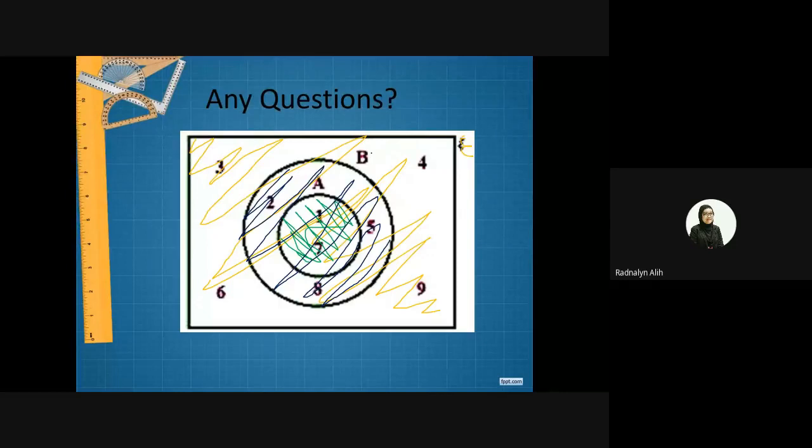Okay. Thank you, ma'am. So if no more questions, so ganyan po yung pagkagawa. So what are the elements of A? What are the elements of B? What are the elements of A union B? A intersection B? What are the elements of the complement of A? What are the elements of the complement of B? So, yun po yung mga activities nyo under sets.